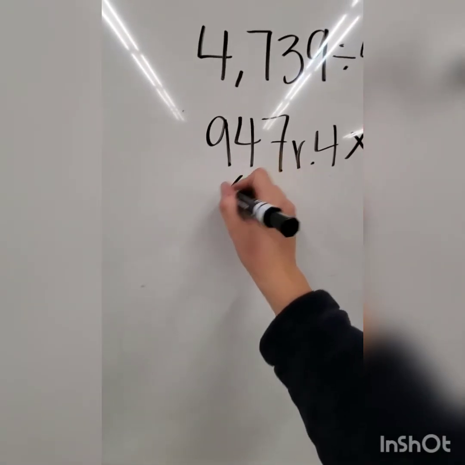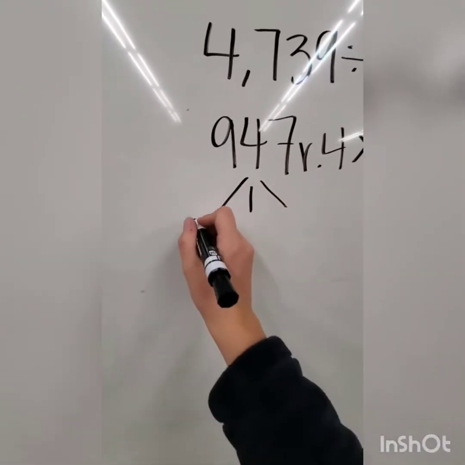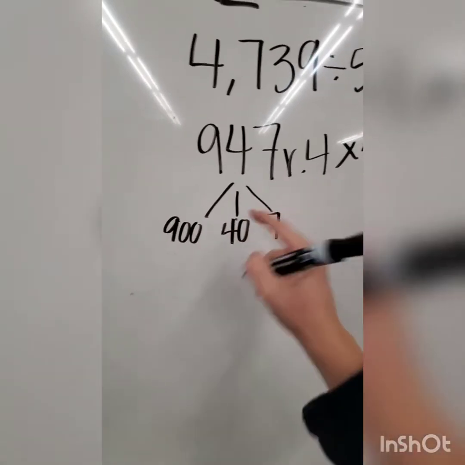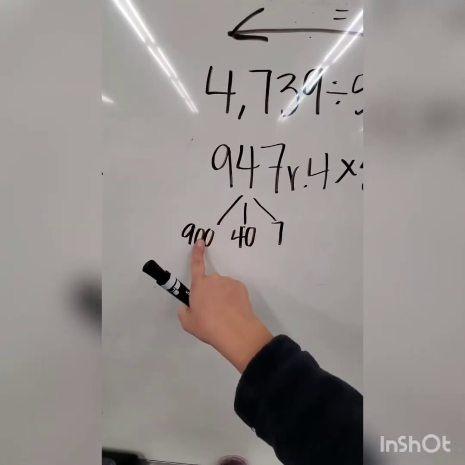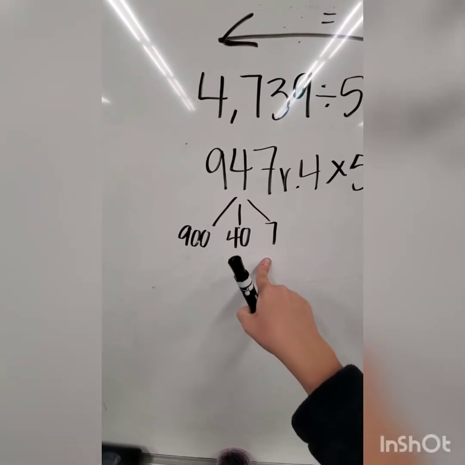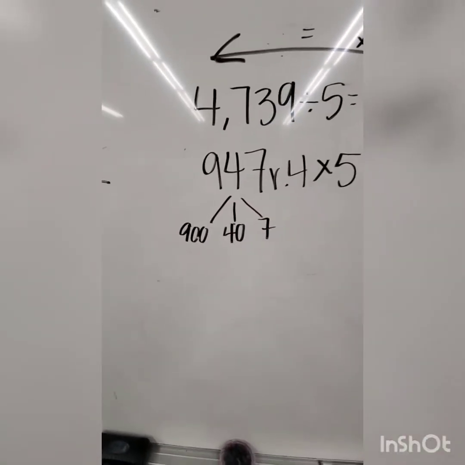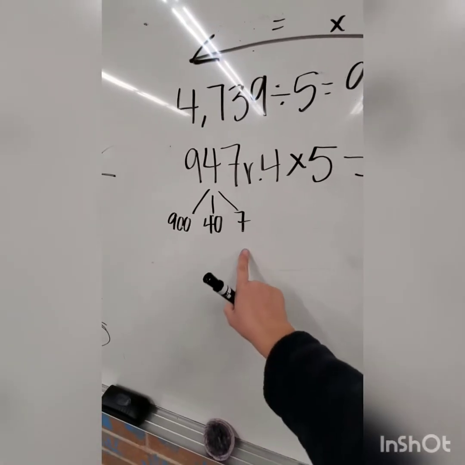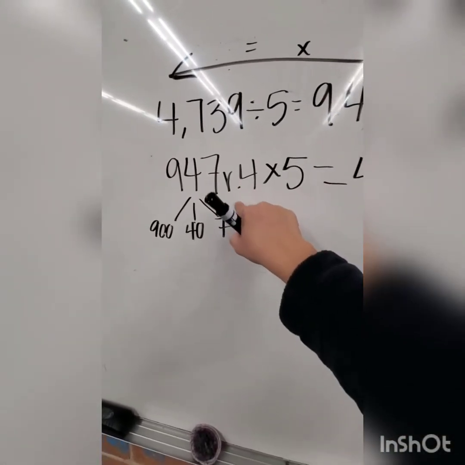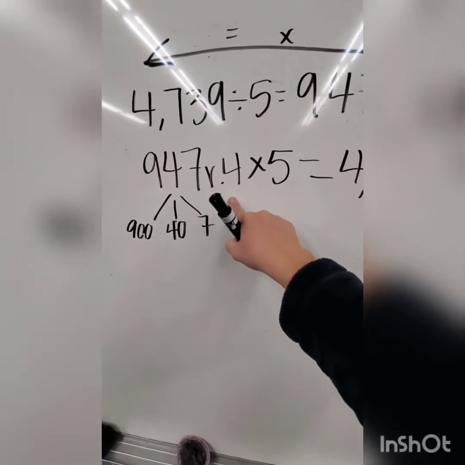So we need to decompose this. So we have a 900, we have a 40, and we have a 7, because the 9 means 900, the 4 means 40, and the 7 means 7 ones. Okay, so I know I need to multiply that by the 5. Right now, ignore the remainder, but we're going to make sure we include it eventually.